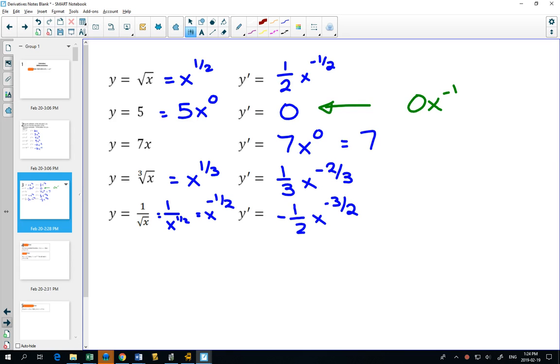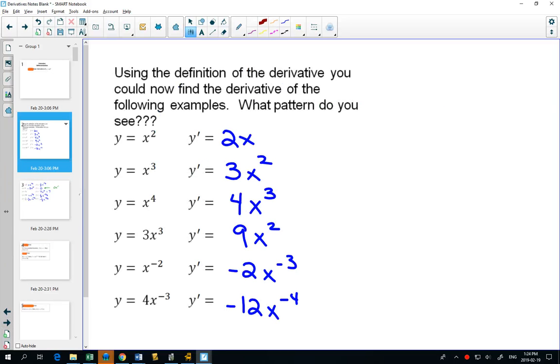But we have a couple of important patterns to notice. One is that the exponent goes down by 1. Whenever you have a power, and this is why it's called the power rule, your exponent goes down by 1. The other thing we haven't completely figured out is the number in front. Like, why is this a 9 when there was a 3 in front? How would you get 9 from that?